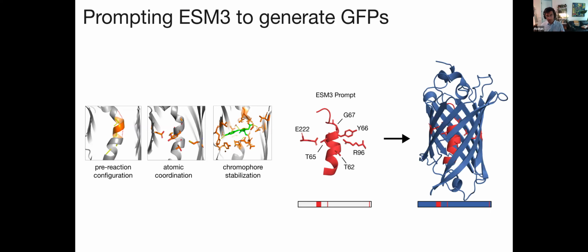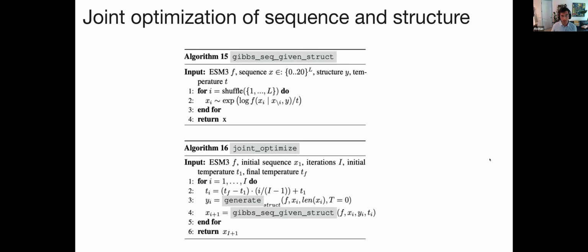For GFP, ESM3 is prompted by providing the structure of the key chromophore, as well as the identities of some of the residues. And the model generates sequences based on that. There's an algorithm which we talk about more in the supplement, where the sequence and structure of the model are jointly optimized. Basically you want to make sure that the sequence has high probability under the model given the structure, but that the structure also has high probability under the model given the sequence. And this seems to result in higher success in the wet lab.